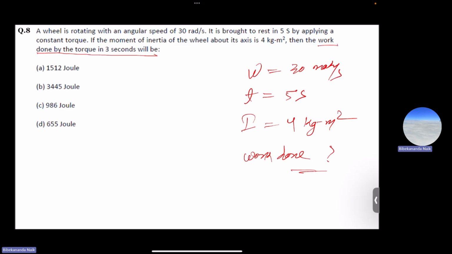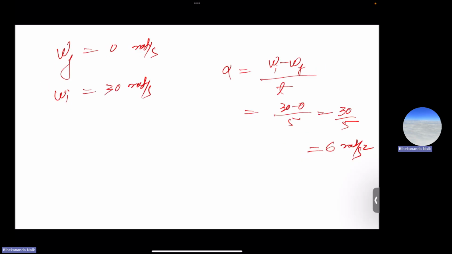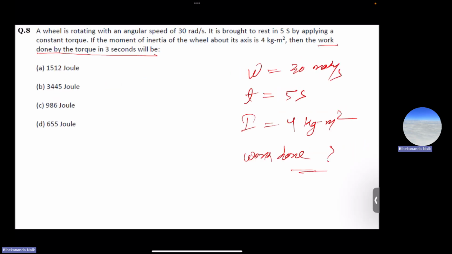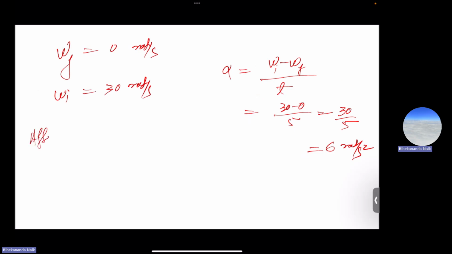Because it came to rest after 5 seconds of applying the torque, but we need to find out what is the work done by the torque in 3 seconds. So we need to find out after 3 seconds what is the value of angular momentum, sorry, angular velocity. So after 3 seconds, what will be the value of omega?